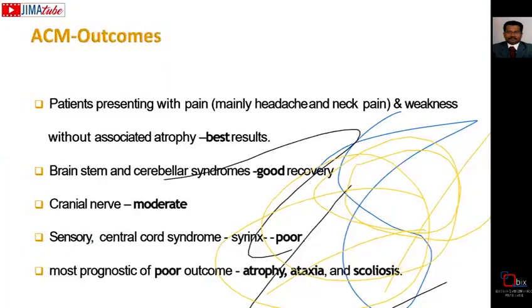A patient presenting with pain and weakness without any atrophy gives the best results. If you have brainstem and cerebellar syndromes in case of Arnold-Chiari, there will be good recovery. With cranial nerve involvement, moderate recovery. Sensory and central cord syndrome and syrinx usually have a poor outcome. The most prognostic of poor outcome are atrophy, ataxia, and scoliosis.